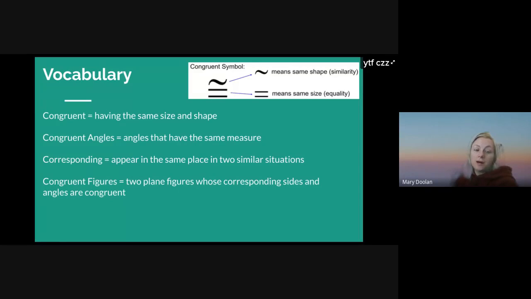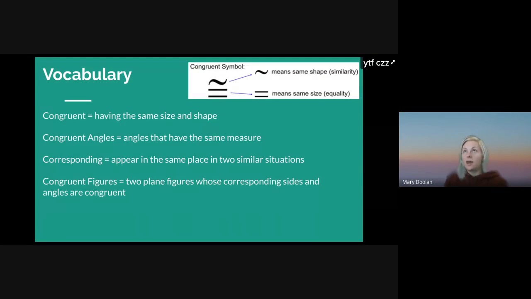The word corresponding, that means to appear in the same place in two similar situations. Okay, so if you have like one right triangle and then another right triangle, and we're talking about the same right angle, okay, those would be corresponding angles. When you have congruent figures, those are two plane figures whose corresponding sides and angles are congruent. So when two figures are congruent, then their sides are the same measures and their angles are the same measures.